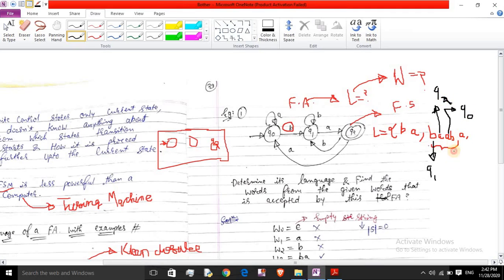So on reading these B symbols, we again move to the Q1 state, and on reading these B A symbols, we will move to the Q2 state. What does it mean? Any string that is ending with BA will be accepted by this machine, by this finite automata or finite state machine. So what will be our language?